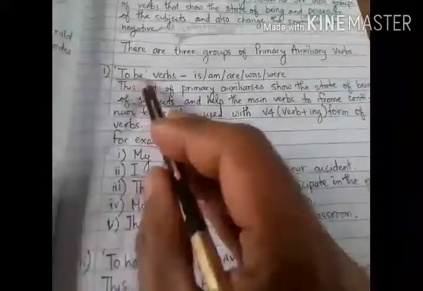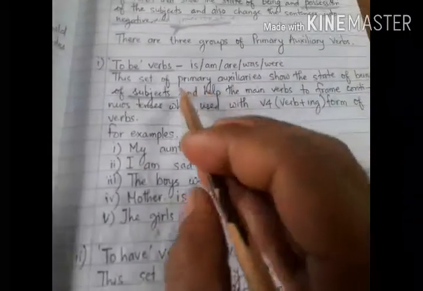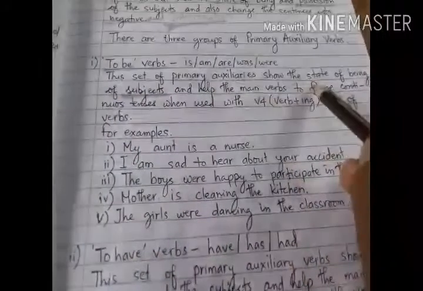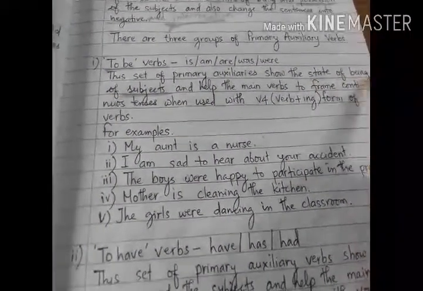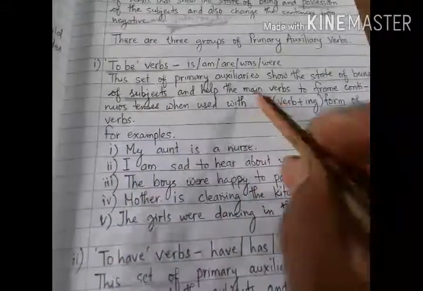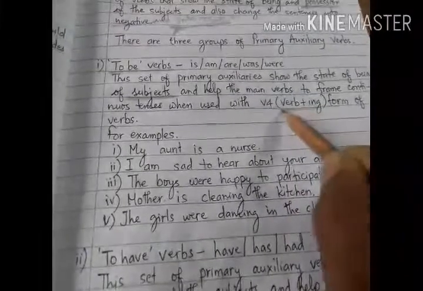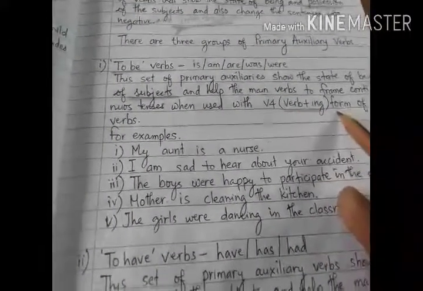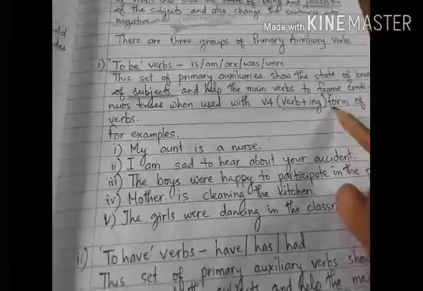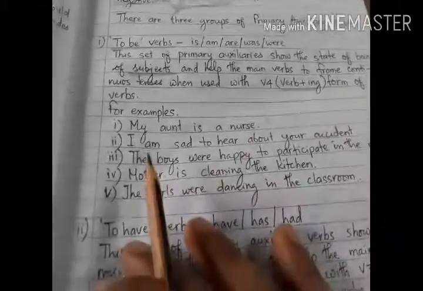So to be verbs क्या है? Is, am, are, was and were है. Okay, इससे क्या होता है? ये sentences में subject क्या है, कैसा है, कहाँ है, कितना है, ये सब हमें बताता है state of being. And also when we use these to be verbs with be plus ing, with V1 form of the verb, then these verbs change the sentences into continuous tenses. Okay, so we will see the examples here.